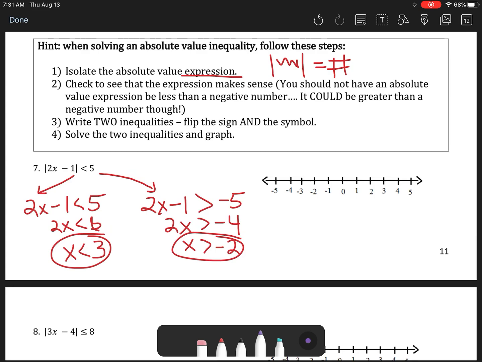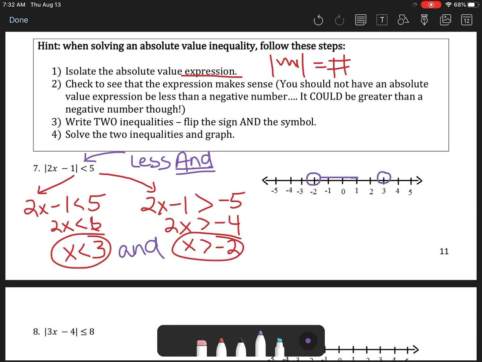Now I'm going to look back at the original problem because I want to figure out, is it an and or an or statement in this situation? So because the original symbol is less than, we're going to have less than, and we should have a dumbbell looking feature. Okay, these are open circles on both of them. So open circle at positive 3, open circle at negative 2.